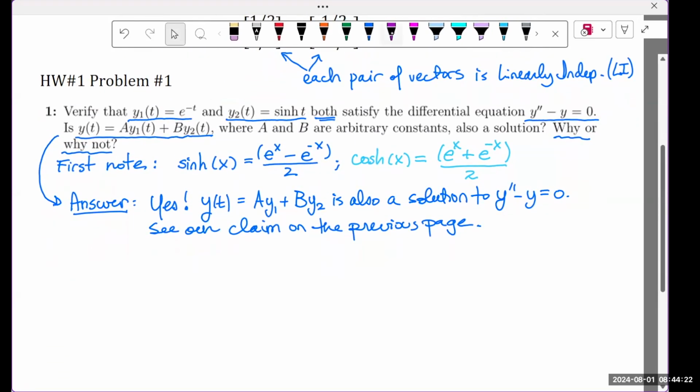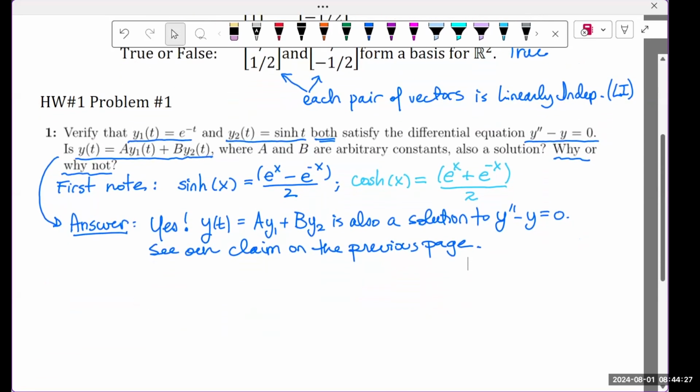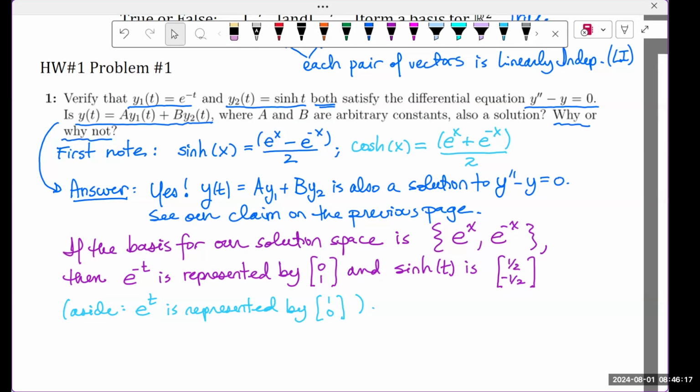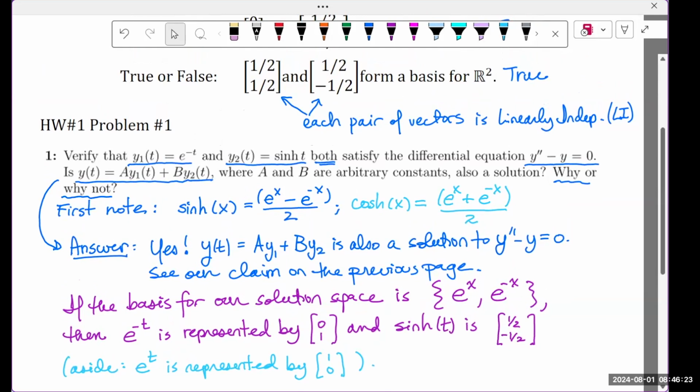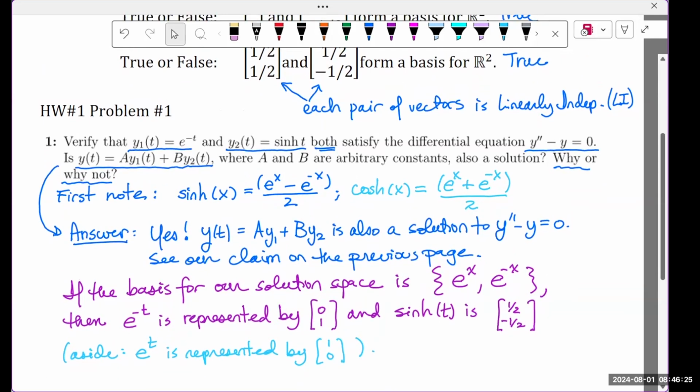More specifically, let's take a look at what the basis for our solution space might be. Suppose the basis for our solution space is e to the t and e to the minus t. Suppose then we also represent e to the minus t by the vector 0, 1 and e to the t by the vector 1, 0. Then the hyperbolic sine is represented by 1/2, minus 1/2, since the hyperbolic sine is a linear combination of 1/2 e to the x minus 1/2 e to the minus x.